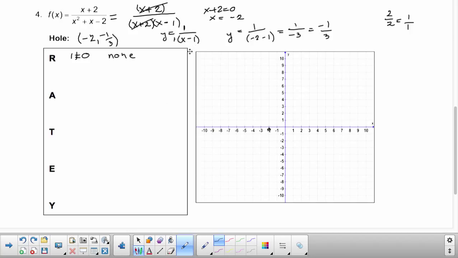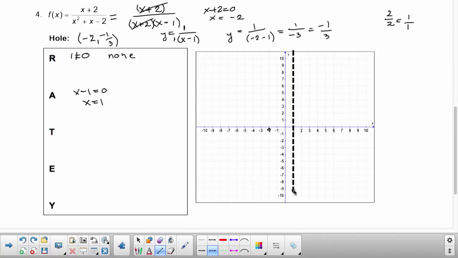Next thing I want to look for is my vertical asymptotes. So I set my denominator equal to 0. X minus 1 is going to equal 0, indicating to me that I have a vertical asymptote at x equals 1. Let's draw it in. X equals 1, drawing my asymptote with a dotted line.